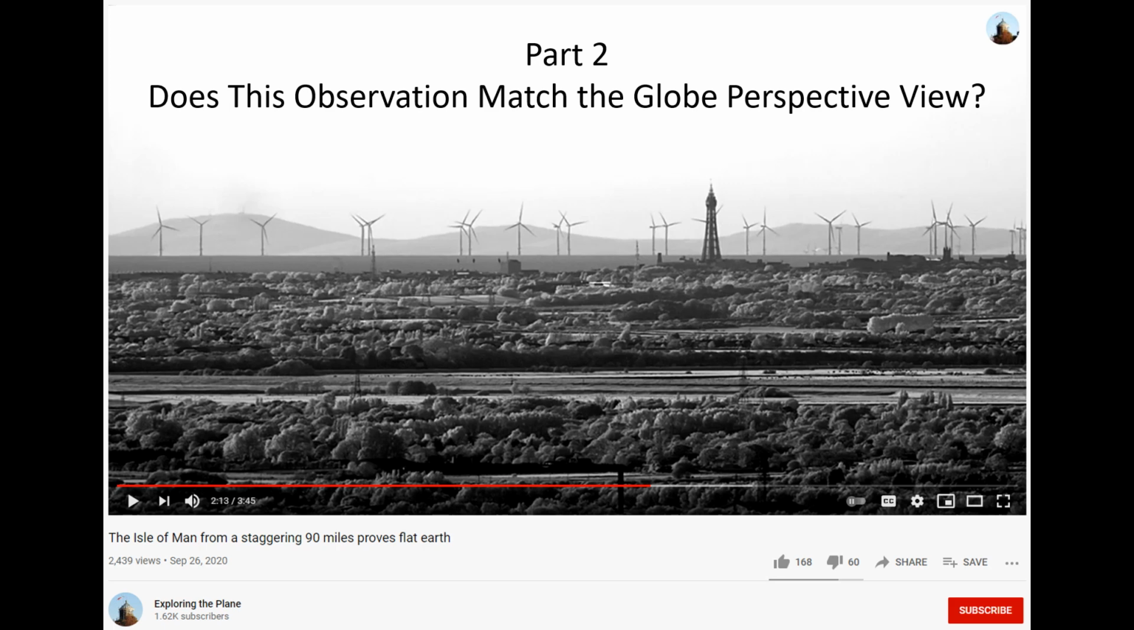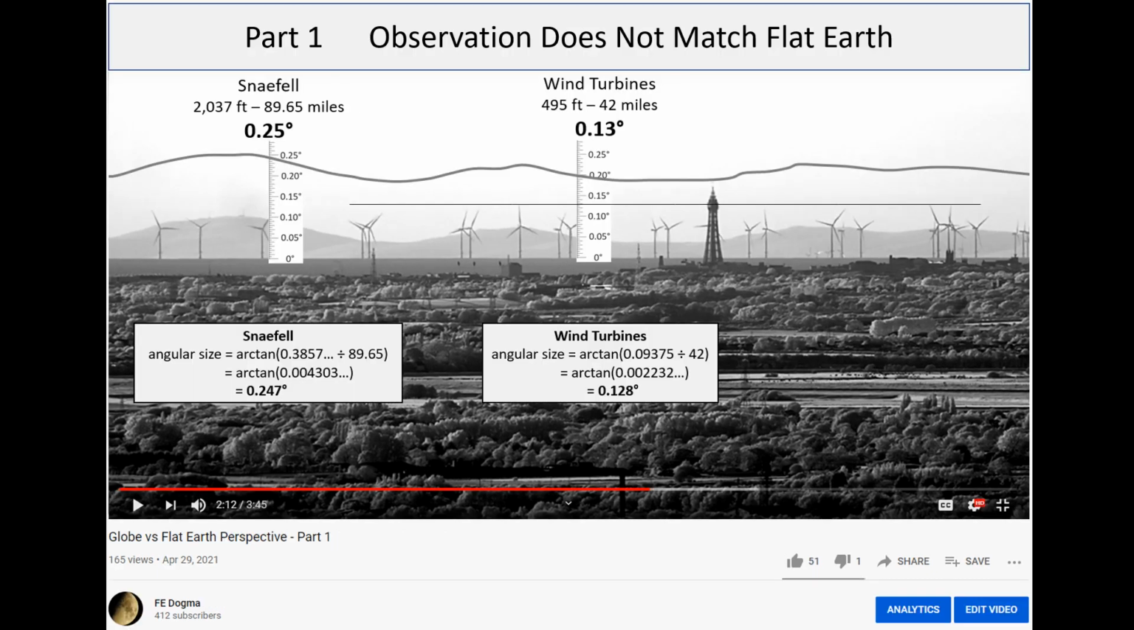So let's take a look and see if this observation matches the globe perspective view. In part 1, I showed that the perspective view or angular size measurements do not match the flat Earth, because if that was the case, Snaefell and the Isle of Man would be way up here.